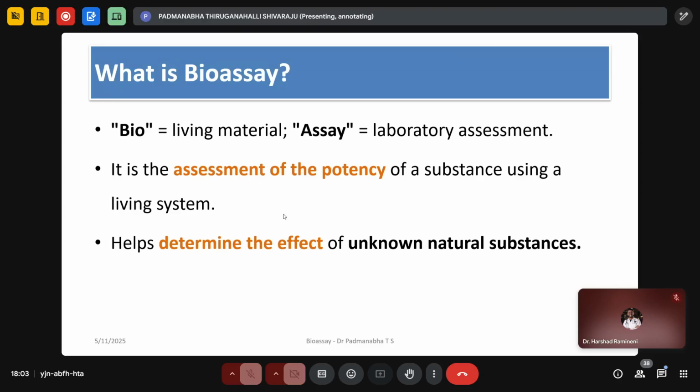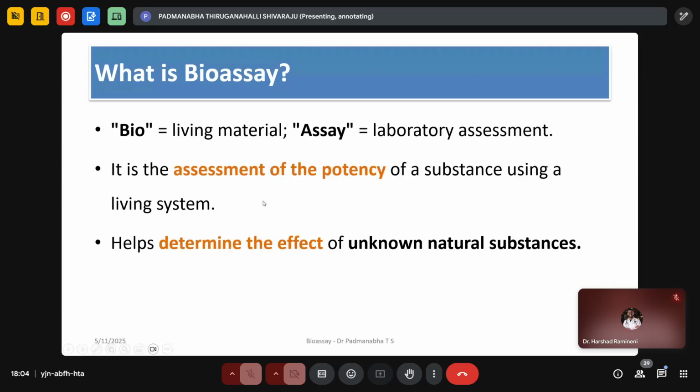So bioassay, when we divide it into two words, bio means it is a living material. So it's a living thing. Assay means we are going to assess the tissue with respect to the molecules which we are choosing. So basically it is an assessment of the potency of a substance using a living system. Here the living system can be an in vivo study as well as an in vitro study.